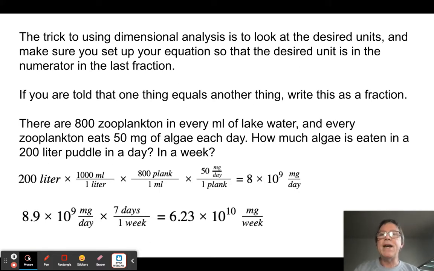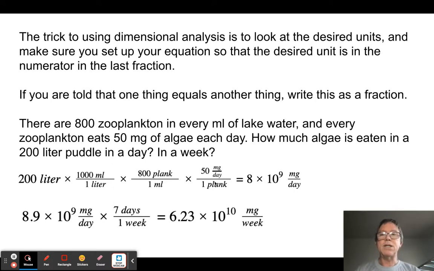So look at this. I have 800 zooplankton in every milliliter of lake water. That means they're equal to each other. I can write them as a fraction. Every zooplankton eats 50 milligrams of algae. In other words, 1 plankton equals 50 milligrams of algae. Again, I can write that as a fraction. How much algae is eaten in a 200-liter puddle in a day or a week?